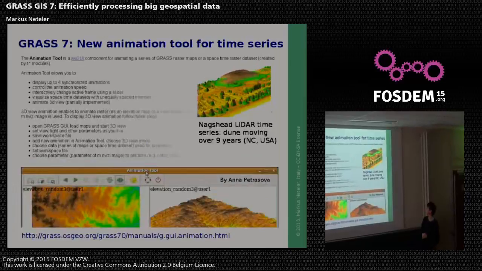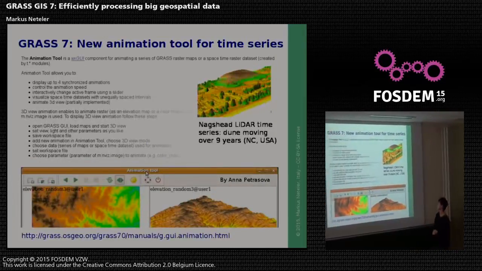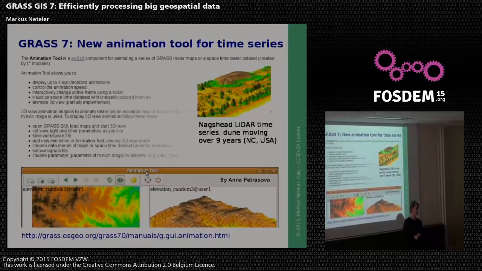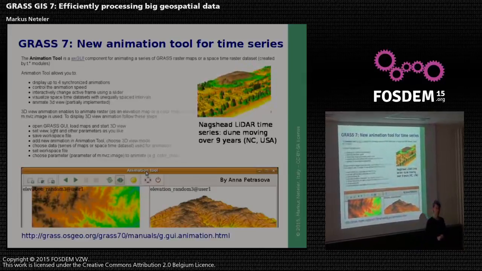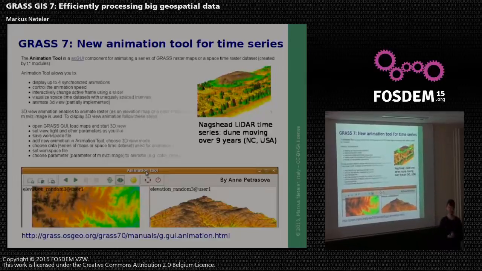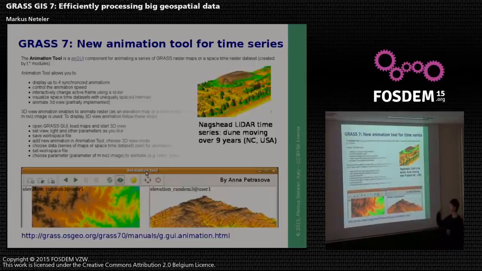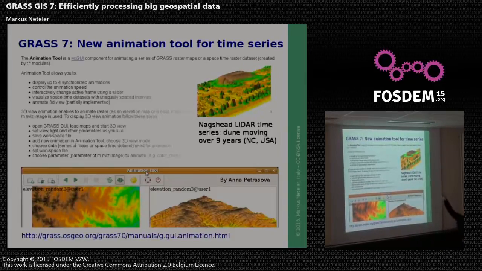There's a new animation tool included in Grass GIS 7. You see this LiDAR time series has been animated. It comes from a multi-annual time series of observations being done in North Carolina, the coastline. These data are publicly available. In Portland, last year we gave a workshop on that, and you can search for this data set and do the exercises yourself, so it's pretty easy to get something like this.